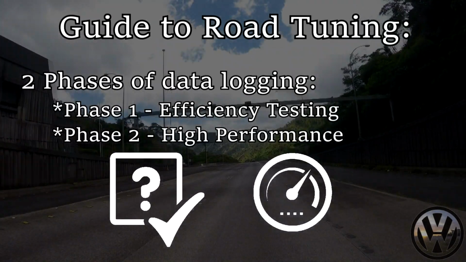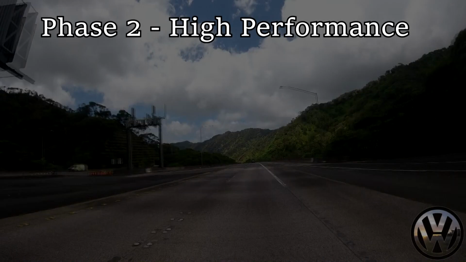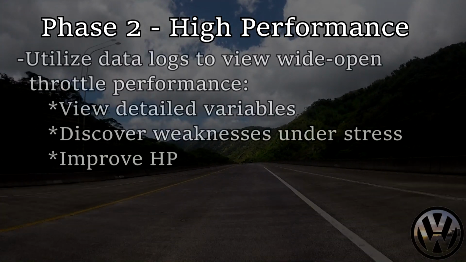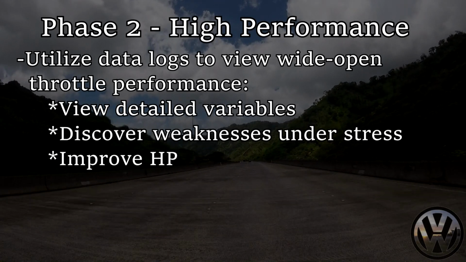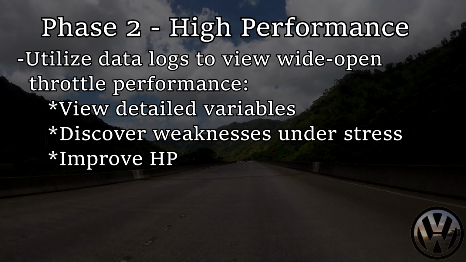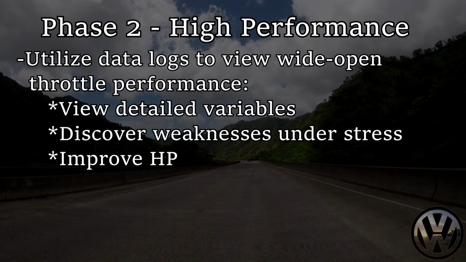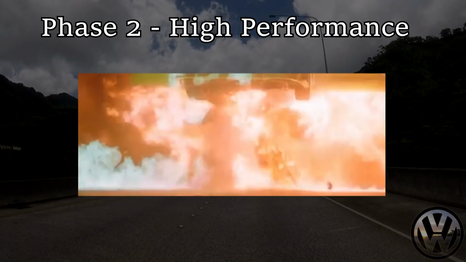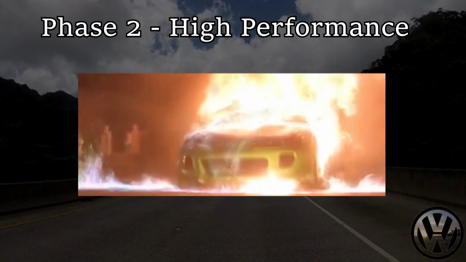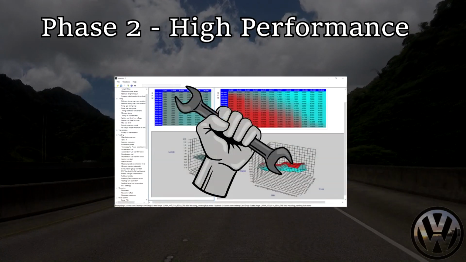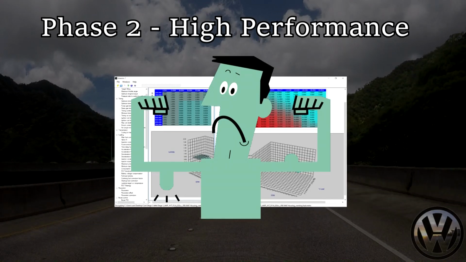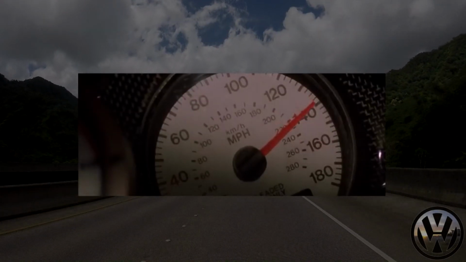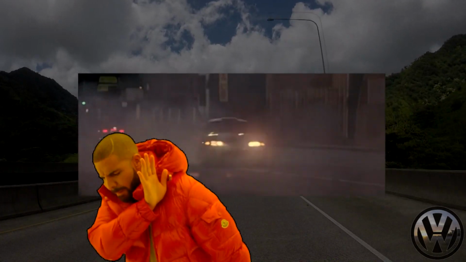Alright guys, time to move on to phase 2, high performance. The main idea for this session is to see how your car is performing when in a wide open throttle application. So yes, you will have to beat on your car to expose its weaknesses, and yes, at this phase, your car can explode and turn into a massive paperweight. But the great thing is, you'll be able to modify your maps and make all sorts of changes to improve these weaknesses. In the end, you want your car to perform its best while achieving the most power. Safely, of course.